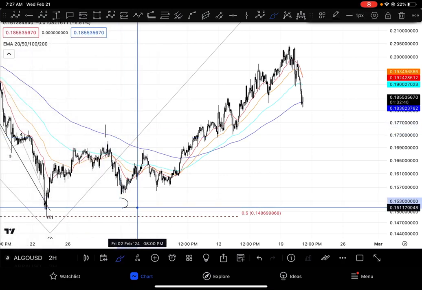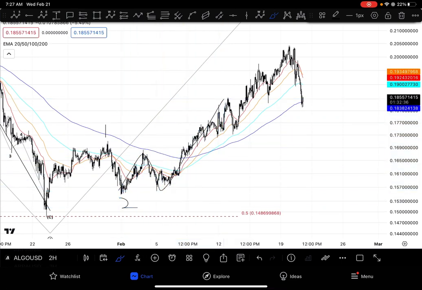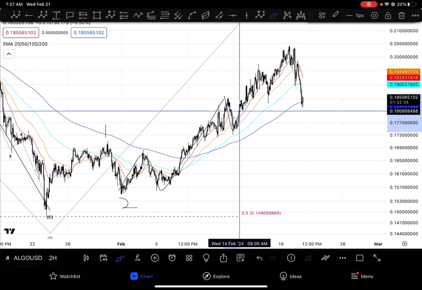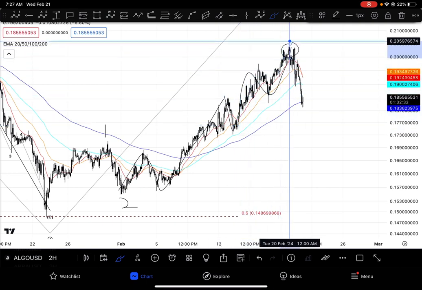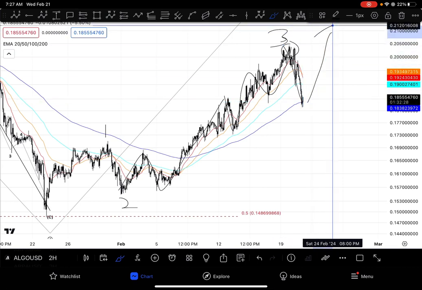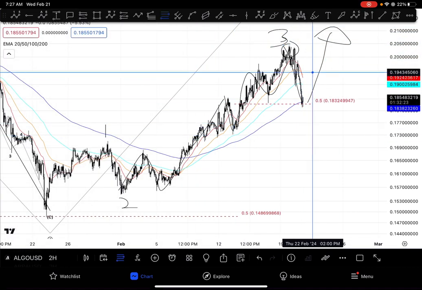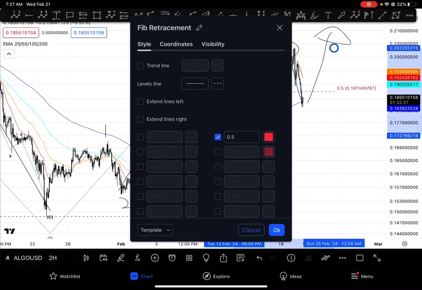This is your subwave 2, and then you have a 1, 2, 3, a flash crash for your wave 4, and then a grind up for your wave 5. So this could be subwave 3, come down for a subwave 4, and now we're going to see a higher move.